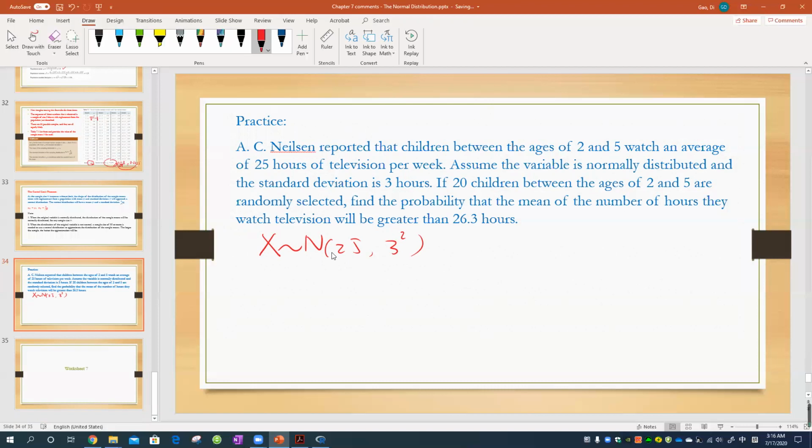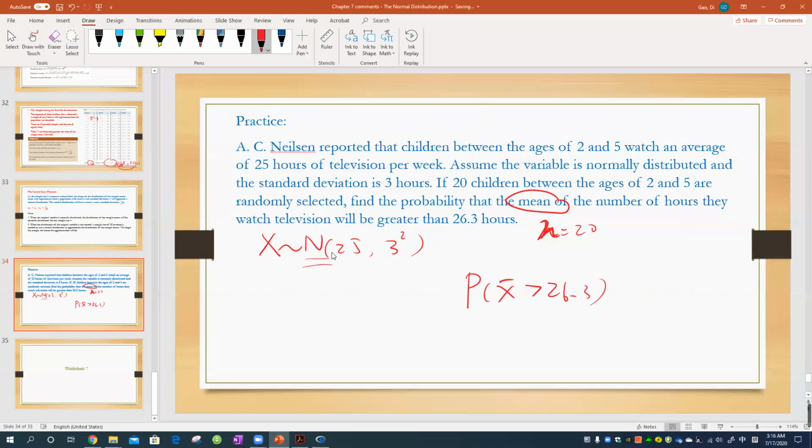If 20 children between the ages of 2 and 5 are randomly selected, so we have a sample of 20, n equals 20 now. Find the probability that the mean number of hours, which is x bar, is greater than 26.3. So we want the probability that x bar is greater than 26.3. Now we want to look at the sampling distribution. Given x, the original distribution, what sampling distribution can we get?